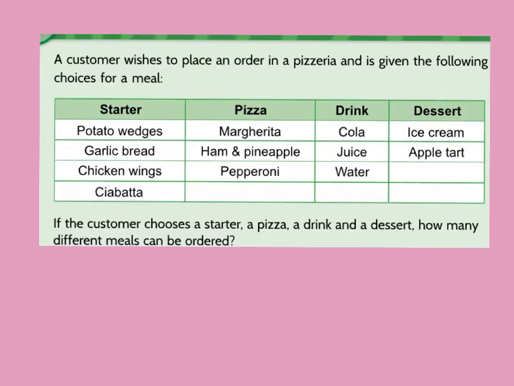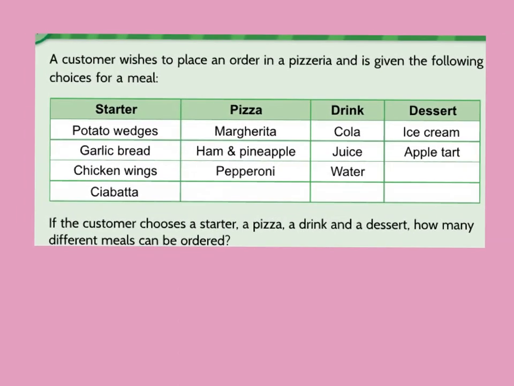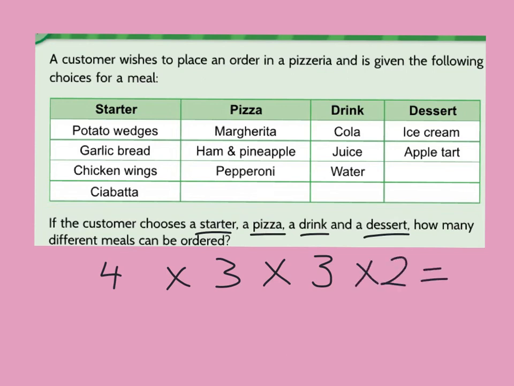And the final one then: a customer wishes to place an order in a pizzeria and is given the following choices for a meal. If the customer chooses a starter, a pizza, a drink and a dessert, how many different meals can be ordered? So we have 4 starters, 3 pizzas, 3 drinks, and 2 desserts. And if I put them all into a calculator, 4 by 3 is 12, by 3 is 36, by 2 is 72 different outcomes.